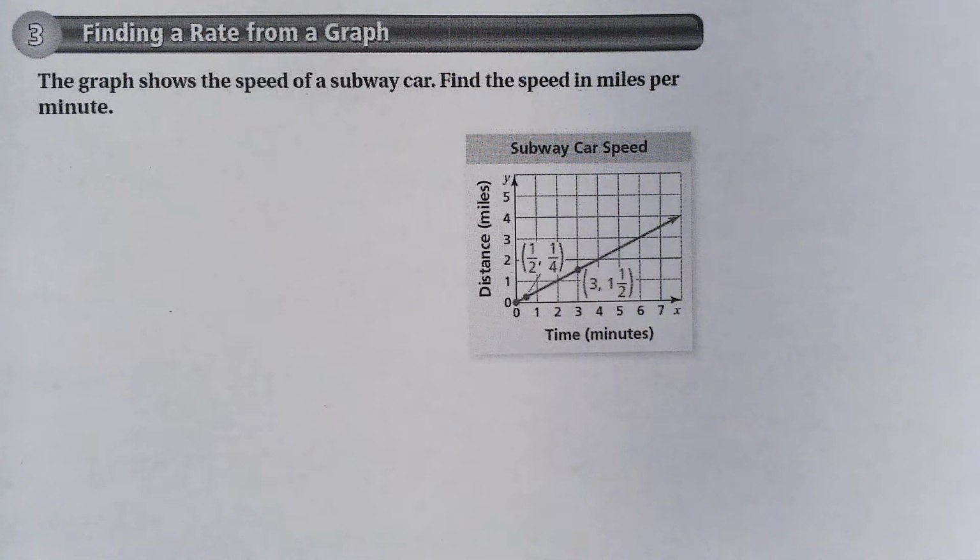Today we're talking about finding a rate from a graph. There's a couple of things within the description and the question itself that imply we have to know how to break this question down to be able to answer it. The first part is just informative. It's telling us what the graph represents: the graph shows the speed of a subway car. Now, to find the speed in miles per minute is what it's asking us to do.